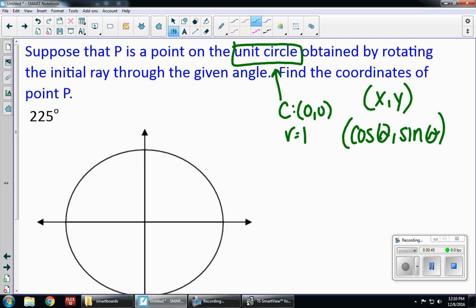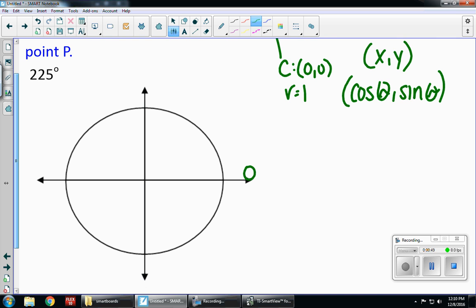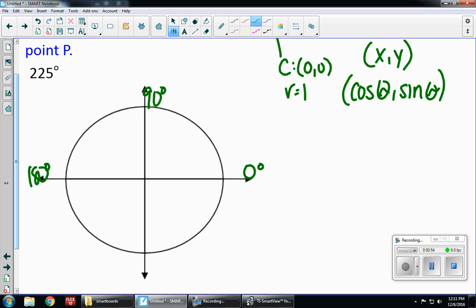So the first thing I'm going to do is sketch the angle of 225 degrees. So 0, 90, 180, 270. 225 degrees is going to fall in quadrant 3 because it's between 180 and 270. When I sketch an angle, my initial side always starts on the positive x-axis, and I always have to draw in my arc. So here is 225 degrees, and they're talking about this point over here, P.